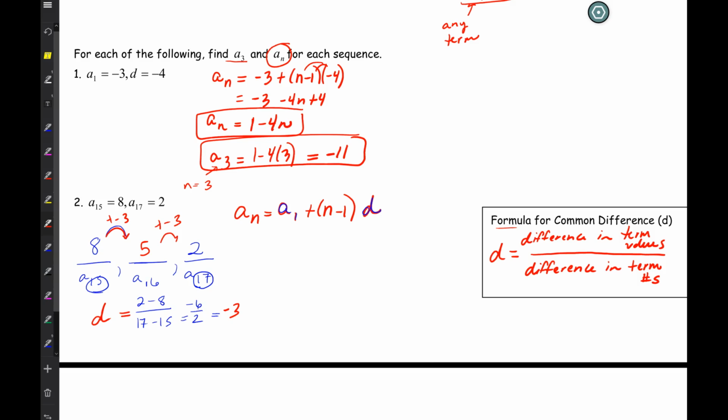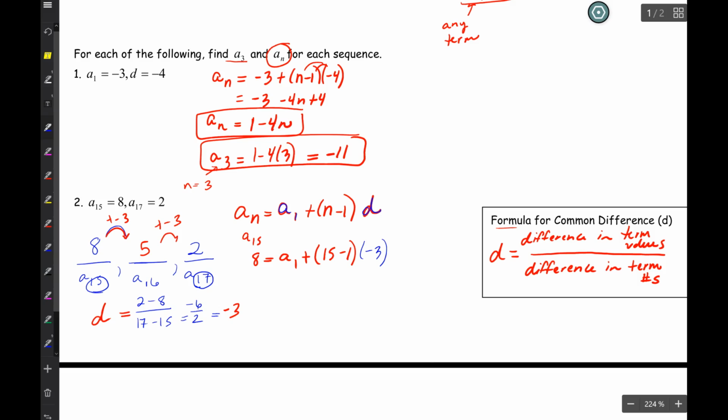All right, now if I know the common difference, any ideas of what I could do to find the first term? Just plug in things. I know the 15th term, so when n is equal to 15, the 15th term has a value of 8. So the value of 8 is going to equal my first term plus, what's the value of n? 15. So 15 minus 1 times, what's my common difference value? -3.